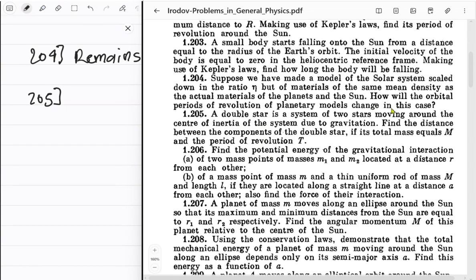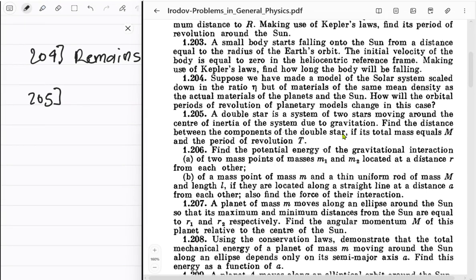205. 205 is: a double star is a system of two. Okay, we know what a double star is. Find the distance between the components of the double star if its total mass equals M and the time period of revolution is T. So the total mass is given, and you want the distance between them.